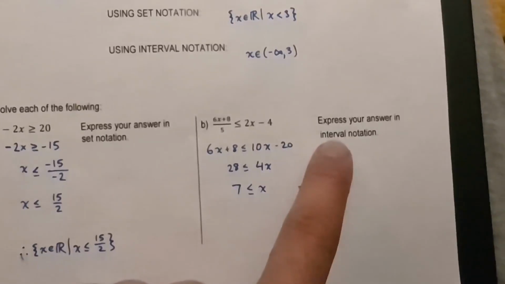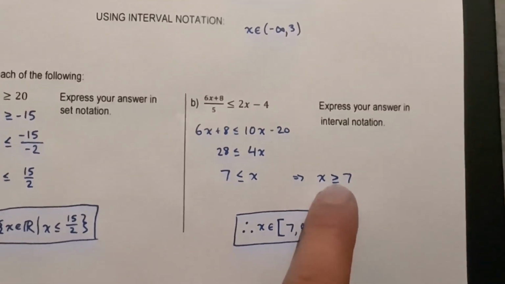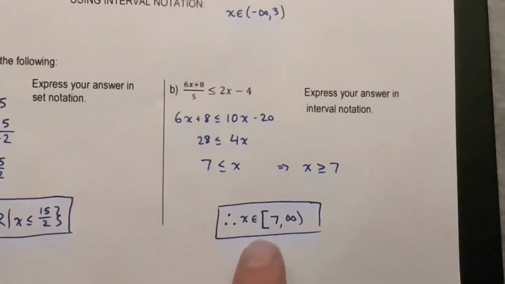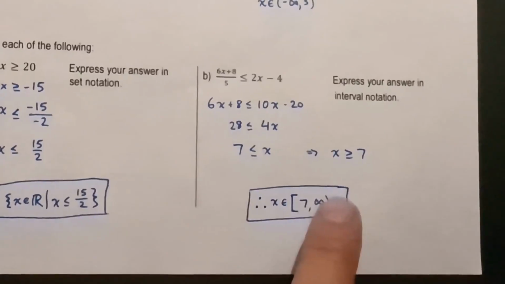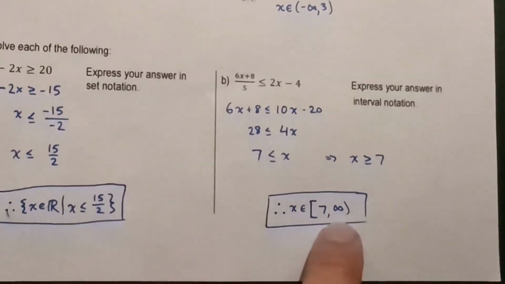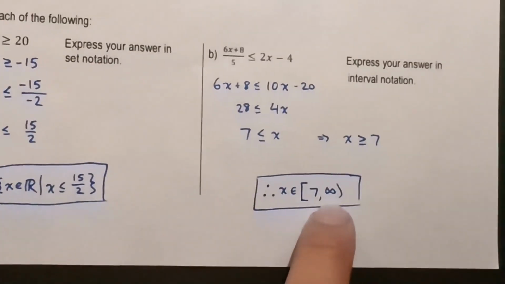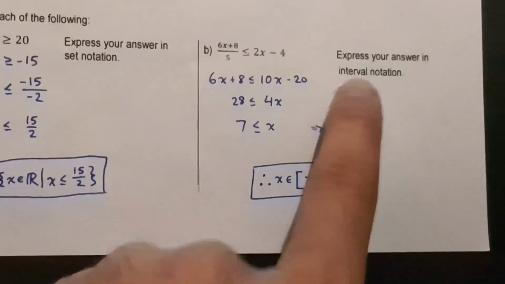So now we want to express our answer in interval notation. We have a greater than or equal to sign, which means we need a square bracket, and we put our low value and our high value. So we start at 7, we go up to infinity, so we keep going forever, and this would be how we'd write this answer in interval notation.